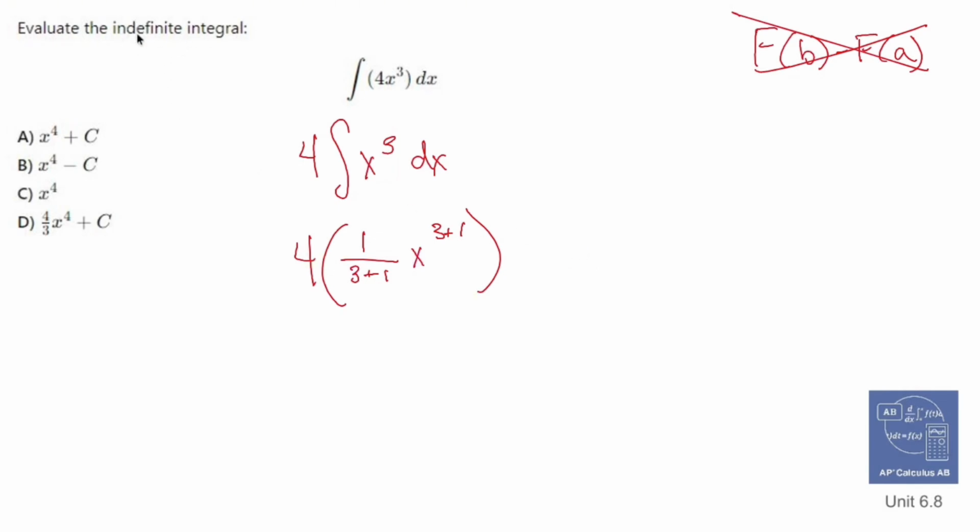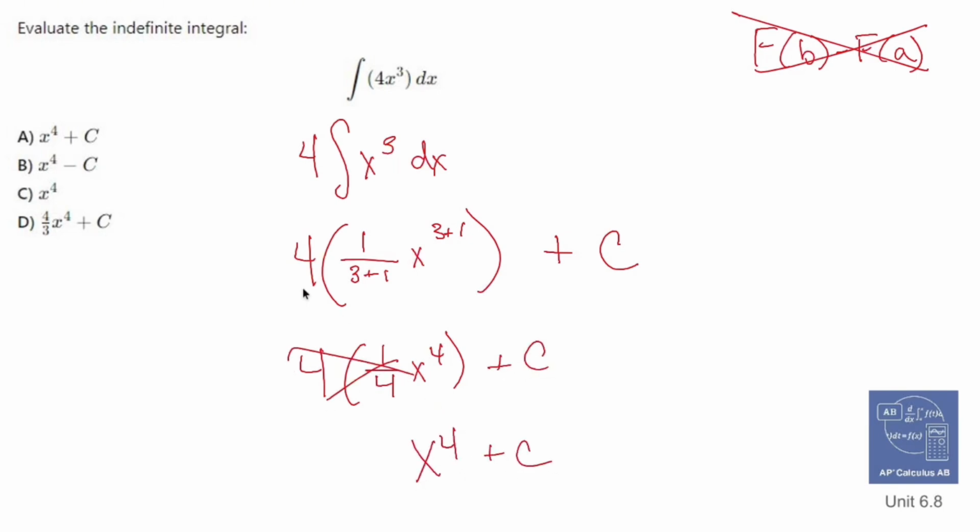So at the very end of every single indefinite integral problem, we have to add an arbitrary constant. We don't know what that constant is. We just know it's there because if we were to then take the derivative of this guy, the constant becomes 0. So you become 4 times 1/4 x to the fourth plus c. You guys cancel out to get me x to the fourth plus c, which gives me a. Don't forget that plus c. Very easy to do.